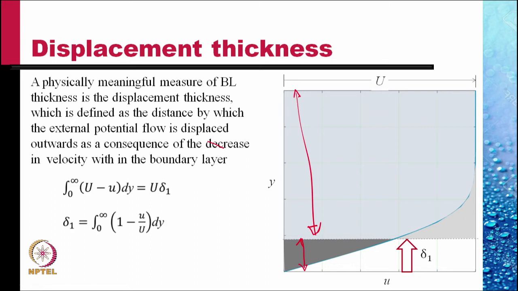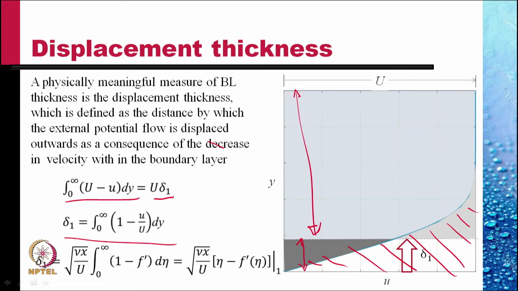The flow deficit that develops because of the presence of the boundary layer is this area, which is the integral of capital U minus u dy. And we equate it equal to capital U times delta 1, the displacement thickness. This gives delta 1 as an integral of 1 minus u by capital U, dy, over the whole boundary layer from 0 to infinity.